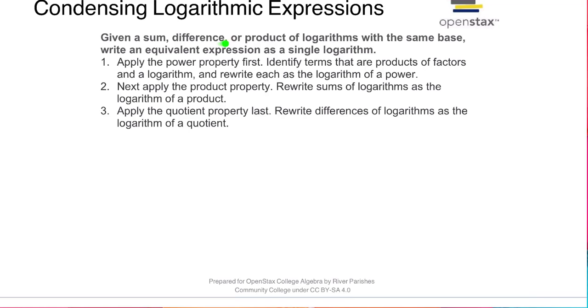Given a sum, difference, or product of logarithms with the same base, so that's important, write an equivalent expression as a single logarithm. Apply the power property first. Identify terms that are products of factors and a logarithm, and rewrite each as a logarithm of a power. Next, apply the product property. Rewrite sums of logarithms as the logarithm of a product, and then apply the quotient property last. Rewrite differences of logarithms as a logarithm of a quotient. So we're basically just going backwards.